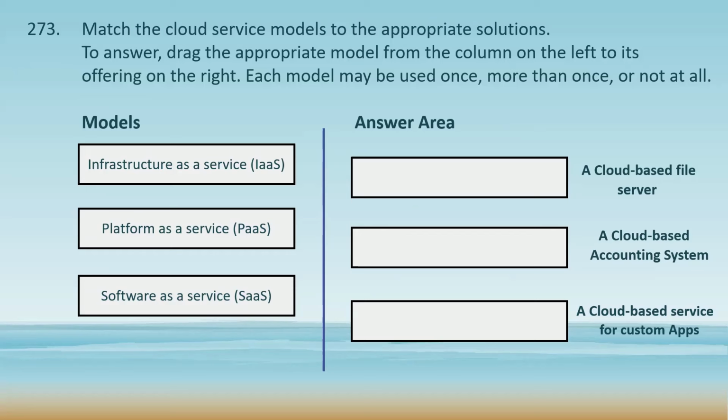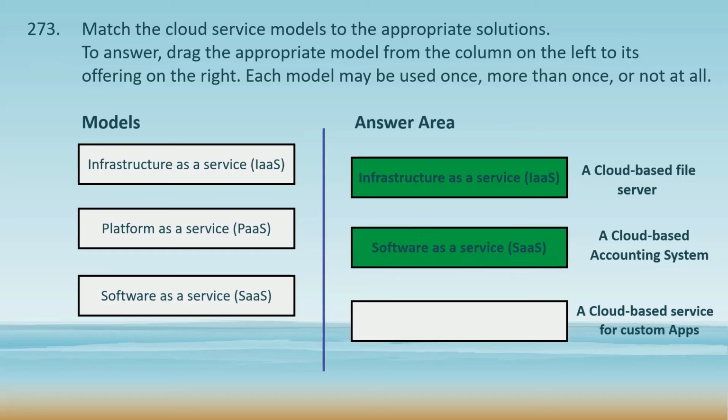And friends, a cloud-based file server is an example of infrastructure as a service. You should not confuse it with Azure Files, which is the platform as a service offering. A cloud-based accounting system is an example of software as a service offering, because users can access the software through a web browser or a client application without the need for local installation or maintenance. And a cloud-based service for custom apps is an example of platform as a service offering, because the cloud provider is offering a platform that allows developers to build, deploy, and manage custom applications without having to worry about the underlying infrastructure.